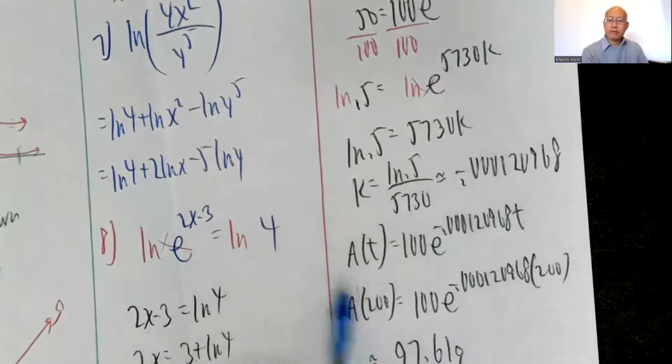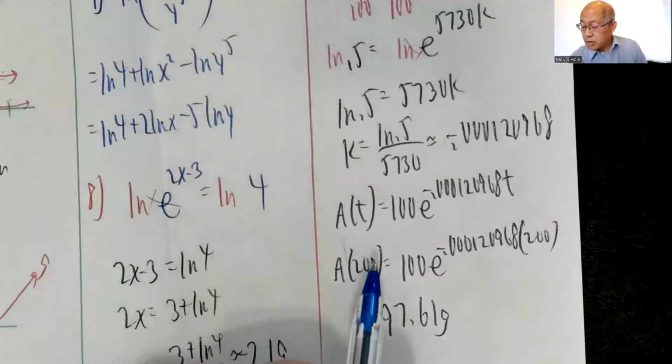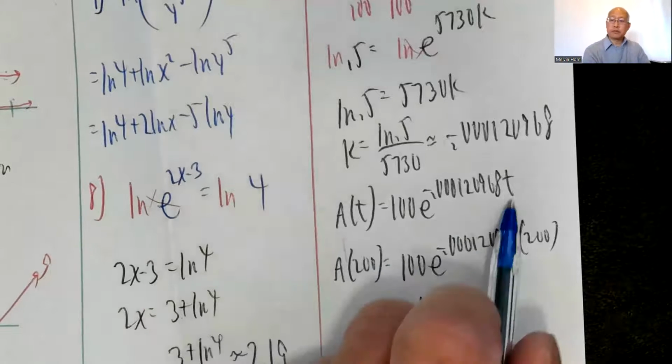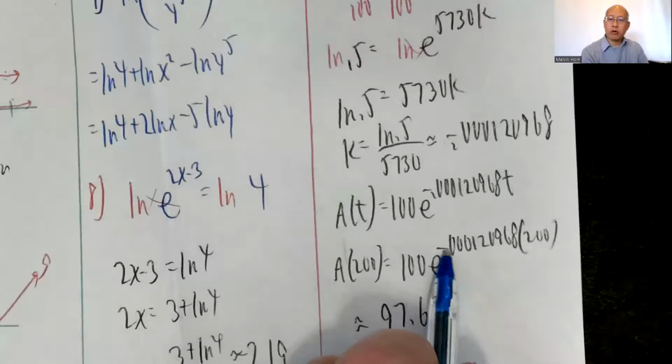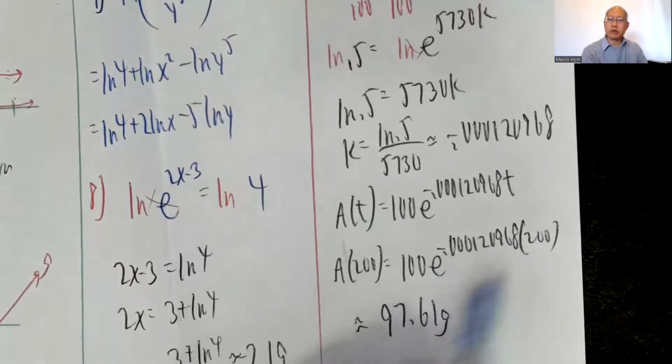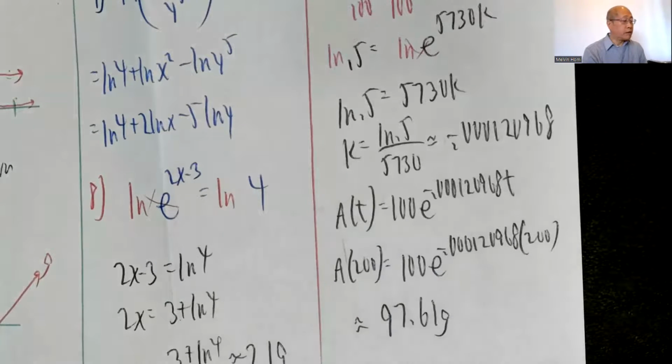Plug that into here. Okay, and now I just simply plug in 200. It says, what will the amount be after 200 years? Just put a 200 right here. So A of 200 is 100 e to the negative 0.000120968 times 200. And you get about 97.61 grams.